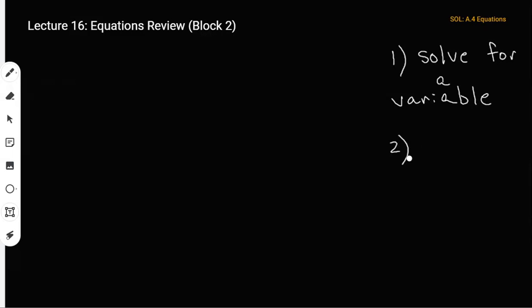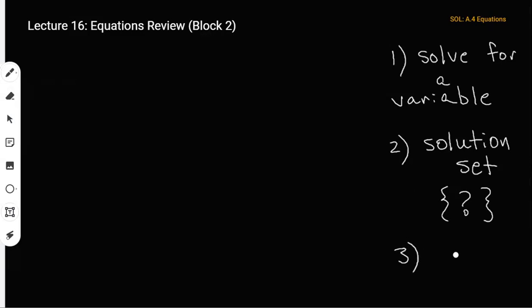The second thing we're going to do is once we've solved for that variable, we're going to write a solution set. Solution set. It'll have braces like this, and there'll be numbers on the inside. So we'll take a look at that a little bit later. And then the third step for all of these questions is we're going to check our work.